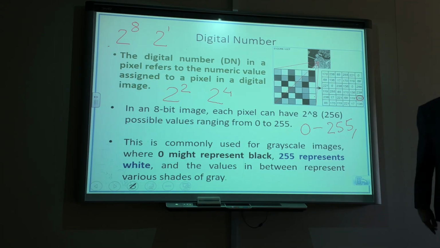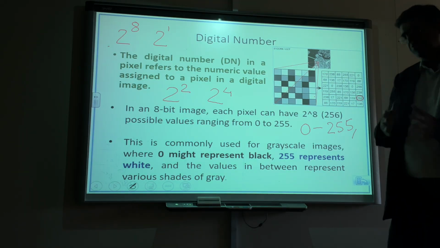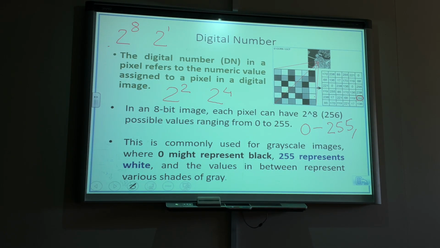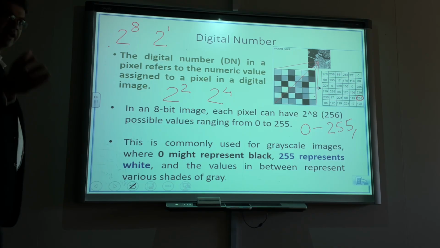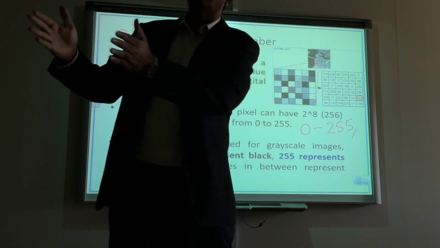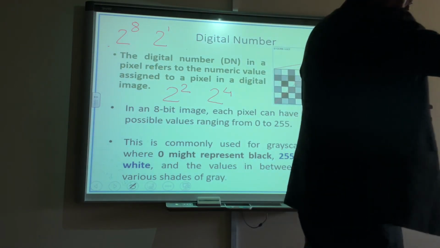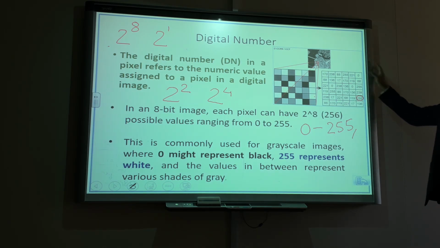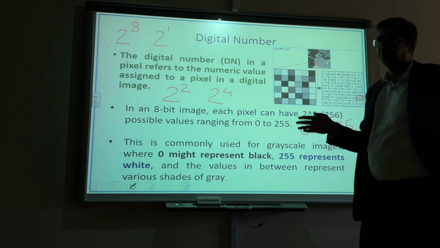What about 50? Will it be close to black or close to white? Close to black. If I say 150, then where will it be? It will be closer to white. 200 is more closer to white, 225 almost white, and 255 is absolutely pure white. Similarly, as you decrease from 255 and go towards 0, it will become darker and darker.